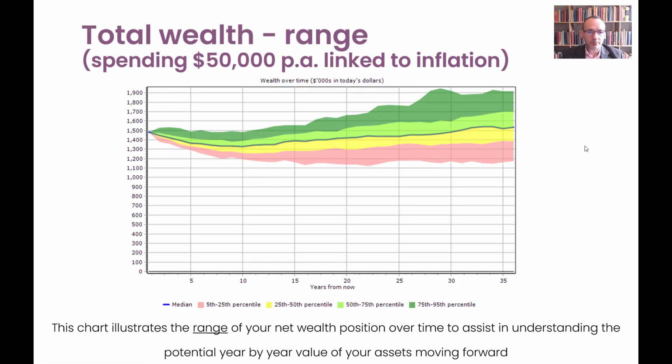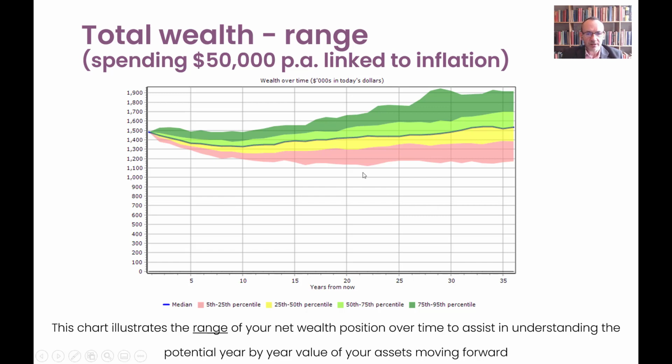This is now total wealth, and it's the same type of concept as before, but what we're looking at is all their assets. So they enter retirement with just under $1.5 million, including their home, and the coloured area is showing a projection of where their total wealth might be over time. And again, the pink shading is showing the poor market outcomes, the dark green is showing the really good market outcomes, and we're fairly confident that their total wealth will be somewhere within that range over time.